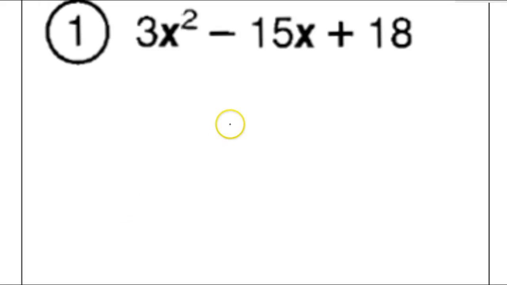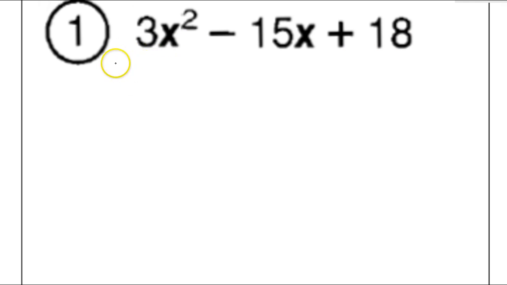In this video, I will show you how to factor a trinomial using the box method. Now, the first step of any factoring problem is to check and see if there's a common factor. In this case, I see that all terms are divisible by 3. So I'm going to factor out that GCF.